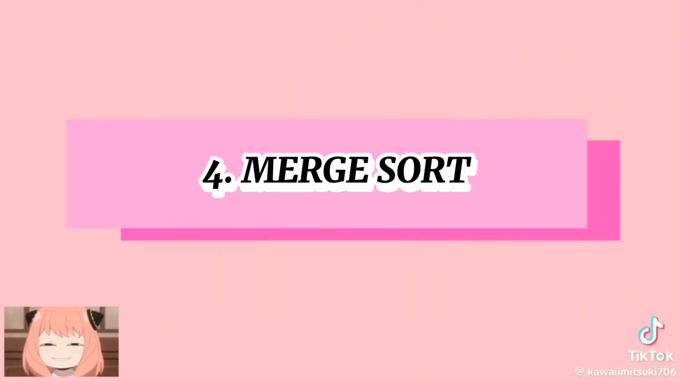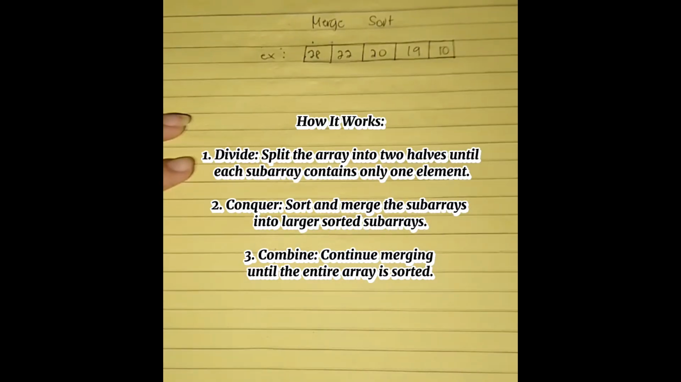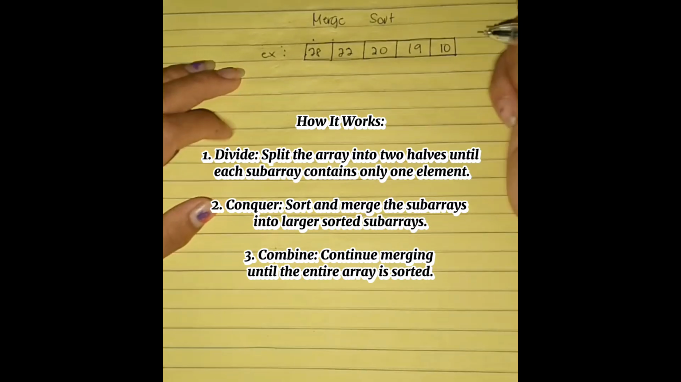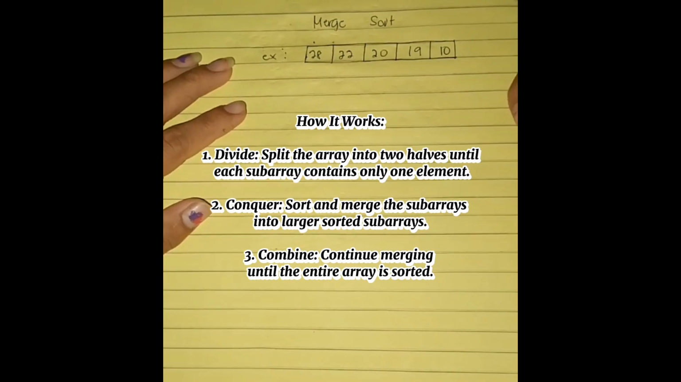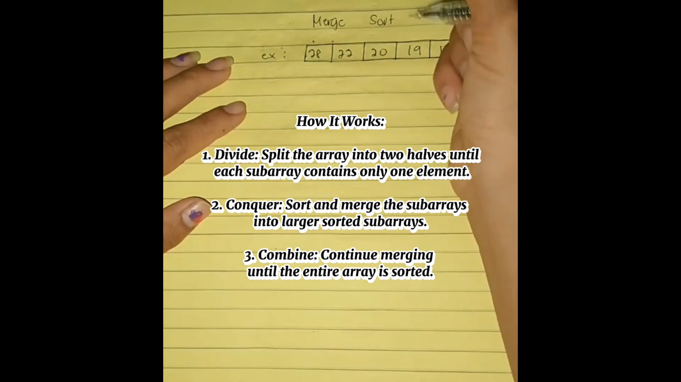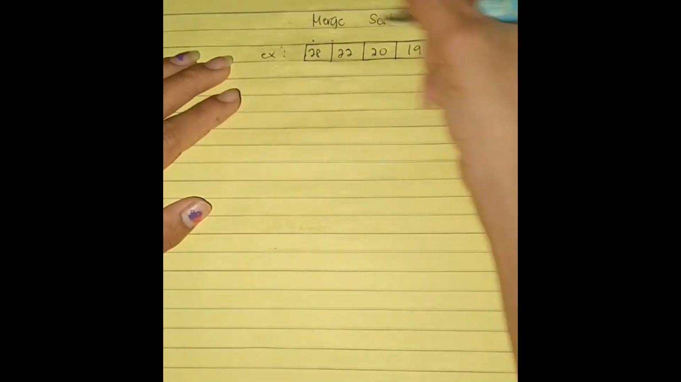4. Merge sort. Merge sort is a divide-and-conquer sorting algorithm that splits an array into smaller subarrays, sorts them, and then merges them back together in sorted order. For example, how it works: 1, divide, split the array into two halves until each subarray contains only one element. 2, conquer, sort and merge the subarrays into larger sorted subarrays. 3, combine, continue merging until the entire array is sorted.